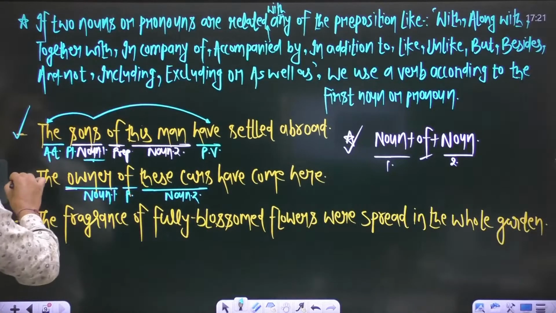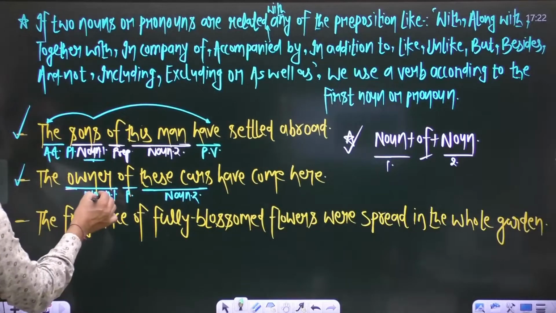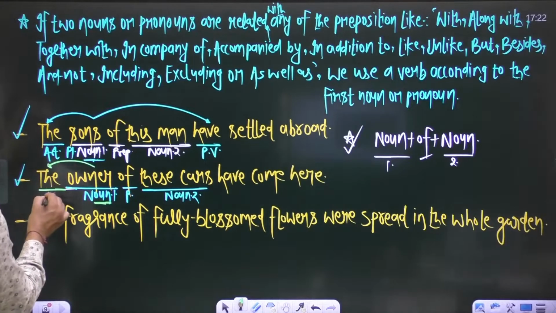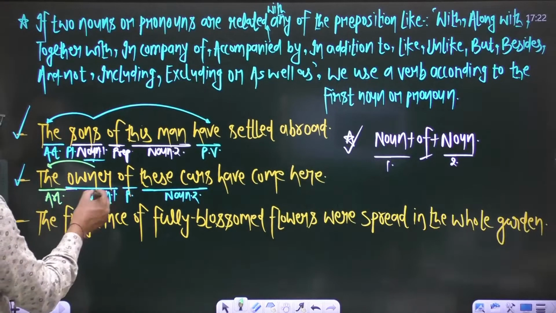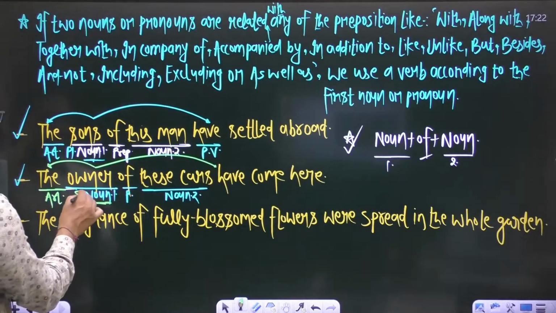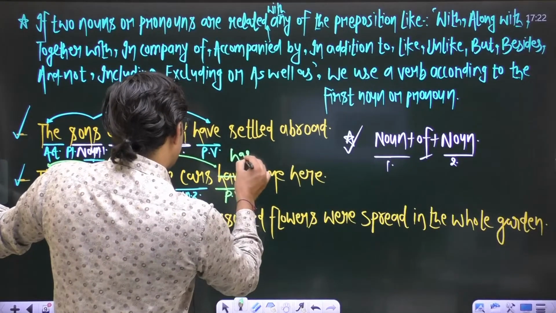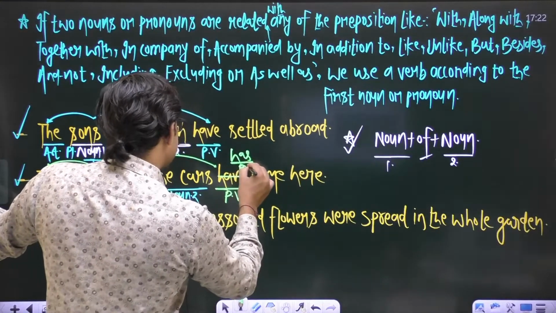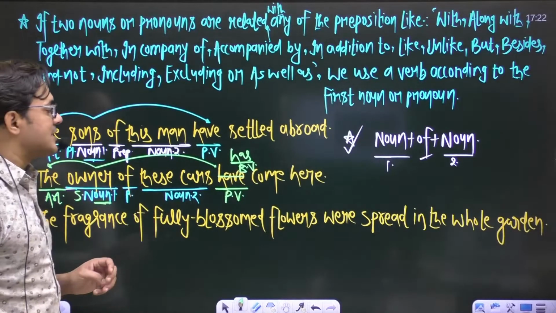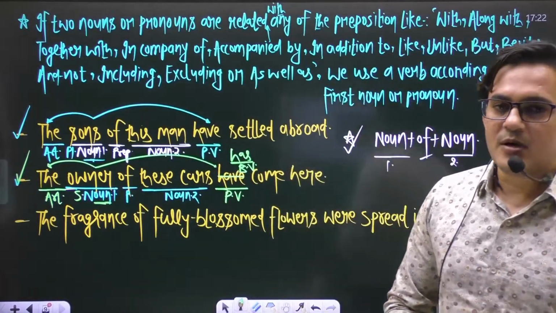The first sentence is okay, but in the second sentence, as you know, our main focus is on the first noun. To make this first noun definite, we use the article the before it, and according to the first noun we use a verb. This owner is a singular noun. According to the singular noun, the verb must be singular, so replace the plural verb have with has. The sentence will be: the owner of these cars has come here.